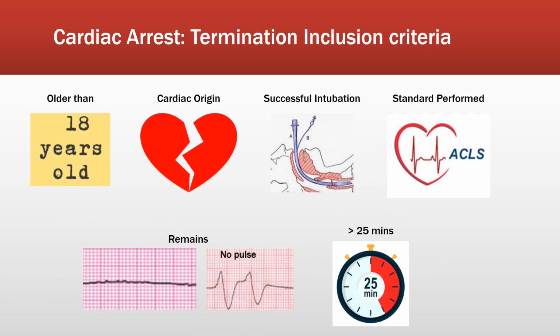Inclusion criteria for terminating cardiac arrest resuscitative measures. The patient is over 18 years old. The cause is presumed cardiac in origin. Successful endotracheal intubation and ACLS standards have been applied throughout the cardiac arrest. On-scene effort has been greater than 25 minutes or 4 rounds of drug therapy, and ECG remains in asystole or agonal rhythms for that length of time.